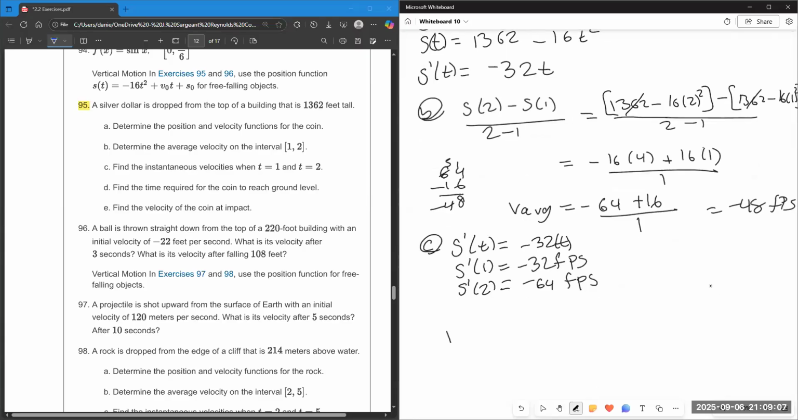So D. 1362 minus 16t squared equals 0. Negative 16t squared equals negative 1362. t squared equals, actually I can just factor here, negative 16 times t squared minus, and then 1362 divided by 16 is the fraction 681 over 8.